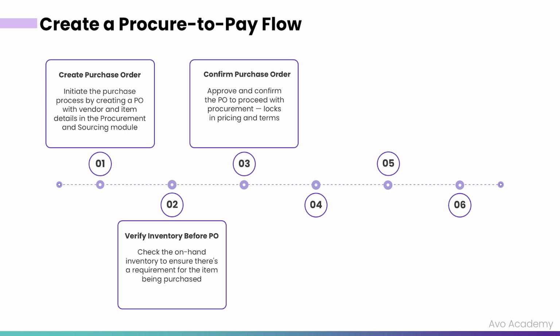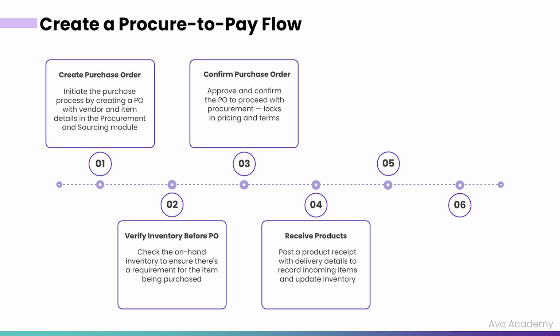The next step in the process is confirming the purchase order. At this stage, the purchase order is approved and finalized, confirming vendor terms, pricing, and item specifications. Following this is Receive Products, where the delivery is acknowledged by posting a product receipt. This step not only records the items received, but also updates inventory levels, ensuring real-time accuracy in stock management.